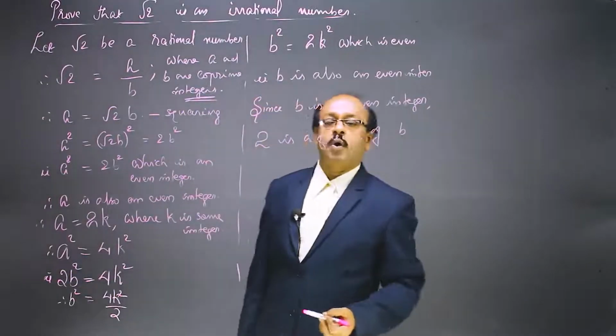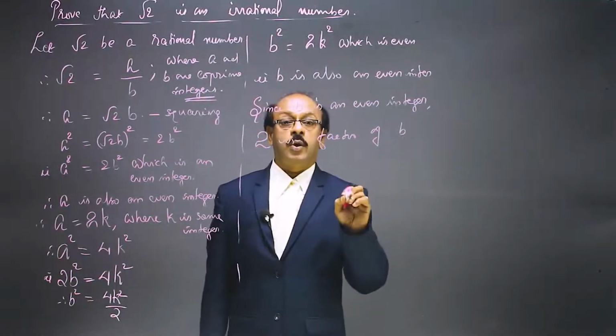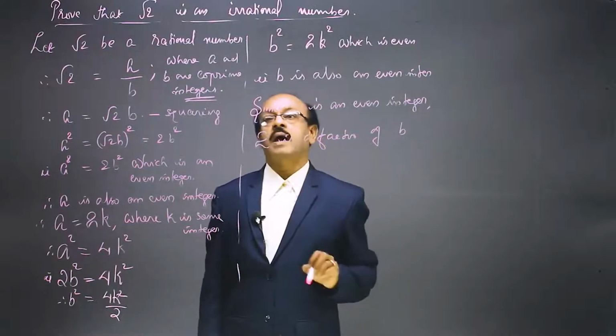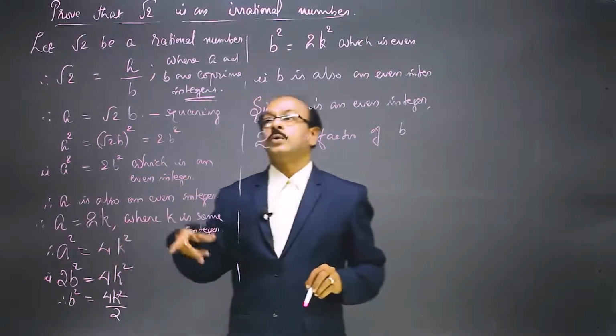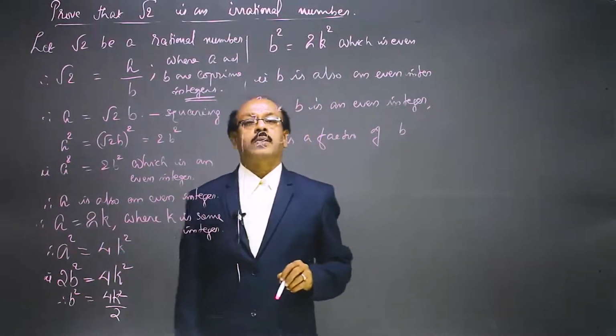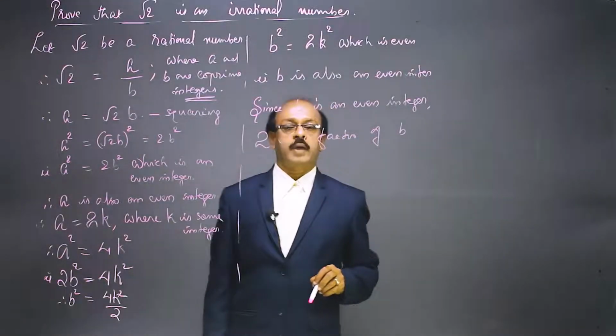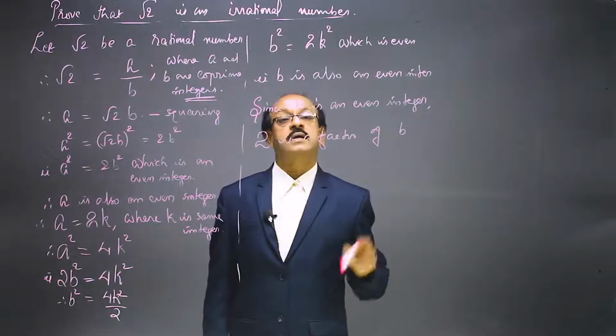What is meant by co-prime integers? Integers which are having no common factors other than 1. That is the meaning of co-prime integers. We are assuming root 2 equal to a by b, where a and b are co-prime integers. Co-prime integers means integers having no common factors other than 1.